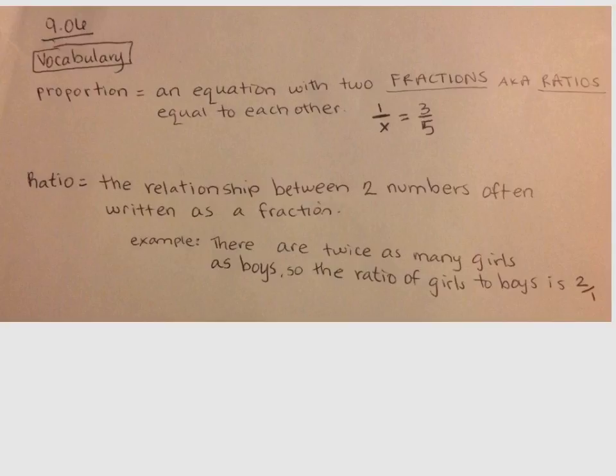So for example, there are twice as many girls as boys. If you want to write this as a ratio of girls to boys, you would go 2 over 1. If you wanted to write a ratio of boys to girls, you would switch it around and put 1 over 2. Because we want the girls first, the girl number, which is twice, goes on top, the 2 over 1.